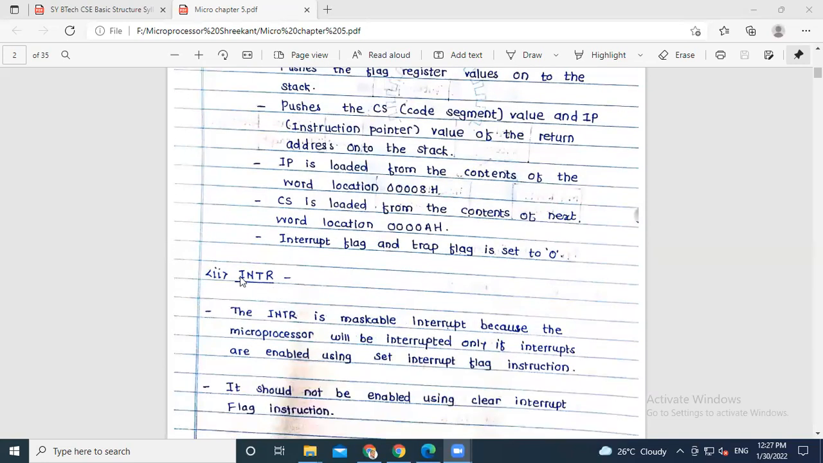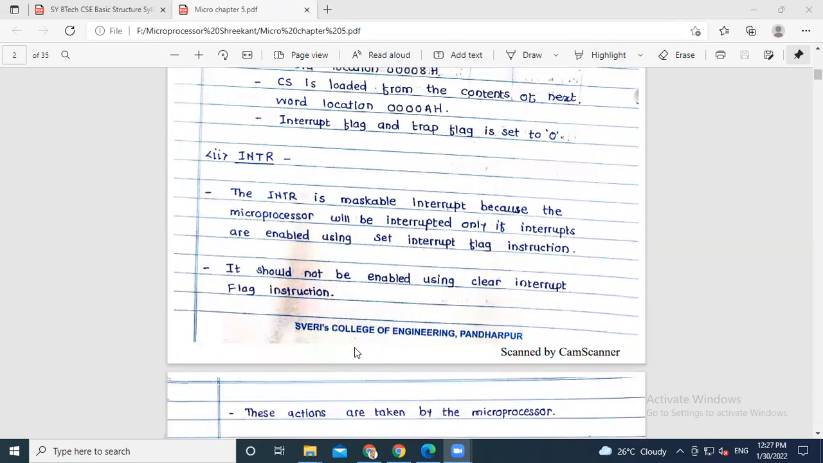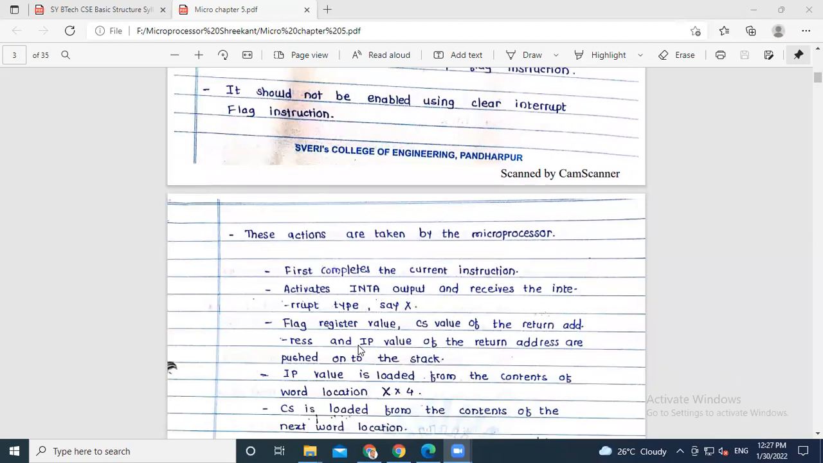In the second one, the maskable interrupt, it is maskable because the microprocessor will be interrupted only if the interrupt flag is enabled. It can be disabled using the clear interrupt flag instruction. It first completes the current instruction, activates the interrupt acknowledgement output, and receives the interrupt type, say X, or any number of types.